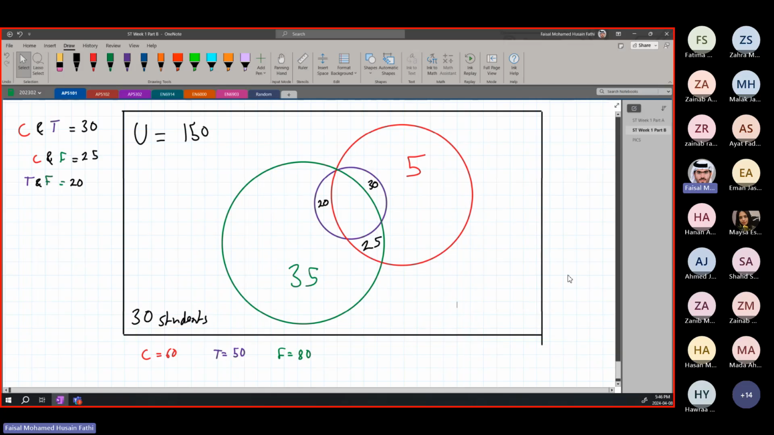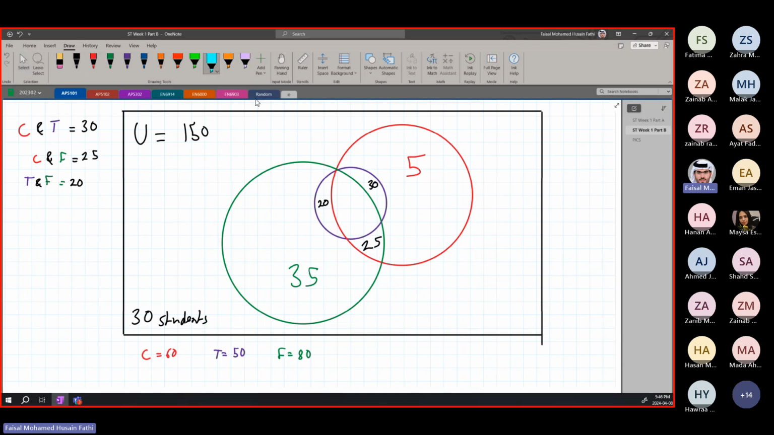Now, if you notice one thing, we have this big gap in the middle. So there have to be students that are sharing some of these sports as hobbies. There are sports that they like. We know that a total of 120 students are actually into sports. Why? Because 30 students are not into sports. So we know that the total is 120.